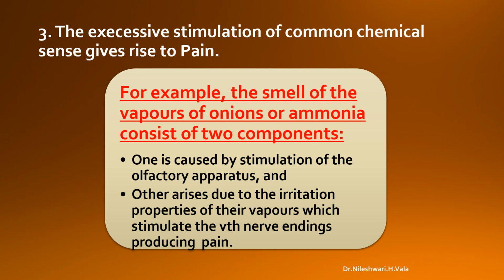For example, smell of the vapor of onion or ammonia consists of two components. First of all, one is caused by stimulation of the olfactory apparatus, and the other arises due to irritating properties of their vapors, which stimulate the fifth cranial nerve endings and produce pain.